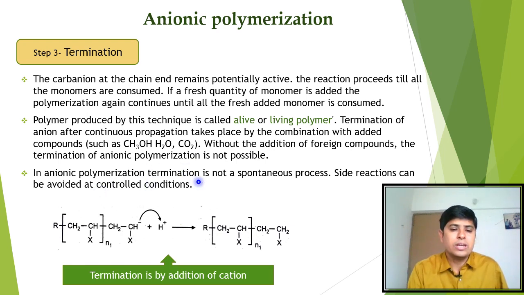So this is an active polymer having an anion at the terminus, and that will react with foreign compounds like H plus. The polymerization process will end here, the chain will get terminated, and a stable polymer will be formed. So termination is by addition of a cation.